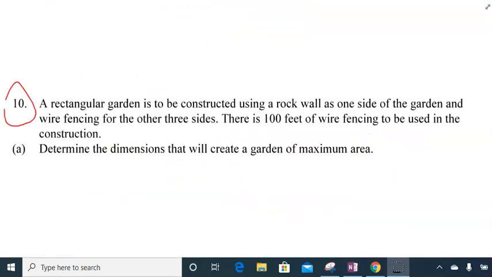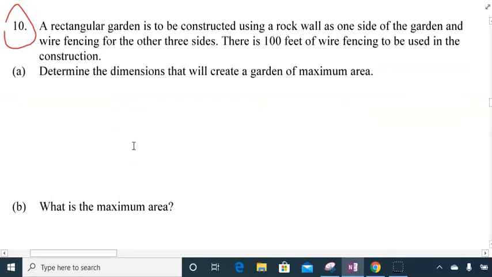Let us take a look at another problem. A rectangular garden is to be constructed using a rock wall as one side of the garden and wire fencing for the other 3 sides. There is 100 feet of wire fencing to be used in the construction. A. Determine the dimensions that will create a garden of maximum area. And B. What is the maximum area?